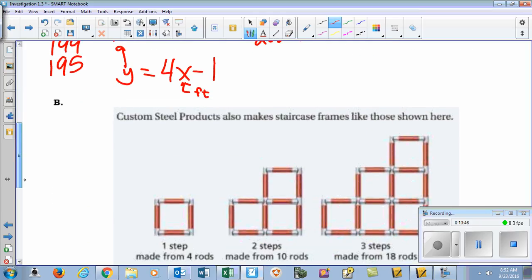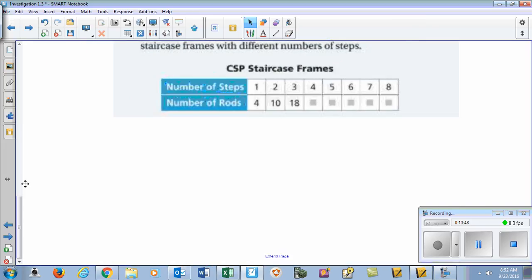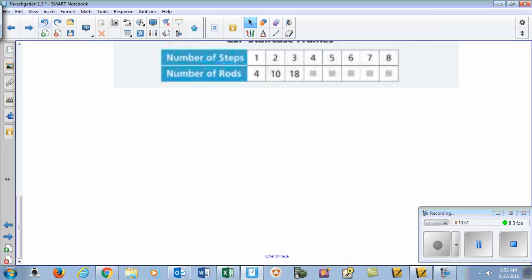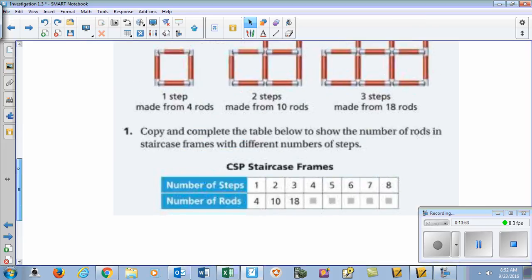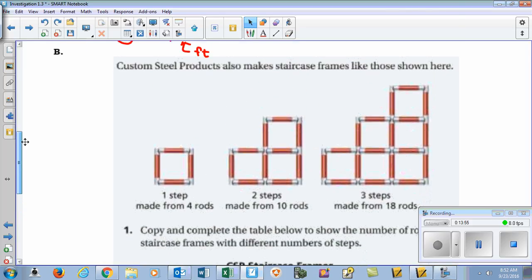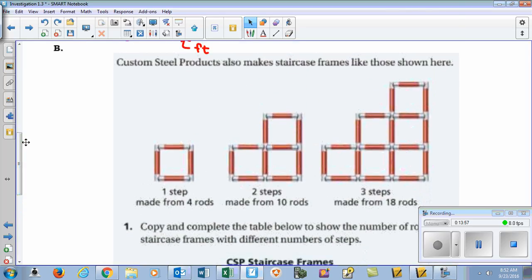All right, we're going to start on part B here. Now your boss isn't satisfied with the truss. You guys also make staircase frames, right? If you've ever seen them build a house, they build a staircase. They just don't put the steps in one on top of the other, right? You got to be able to fasten them to something. So they build a staircase frame.